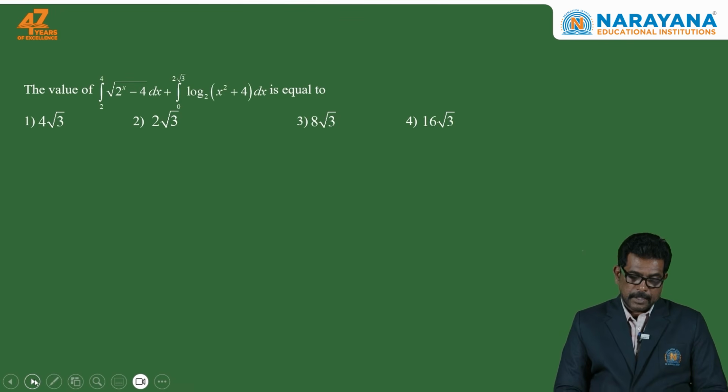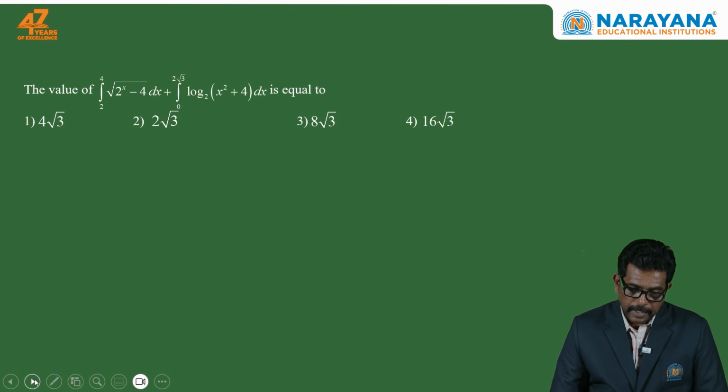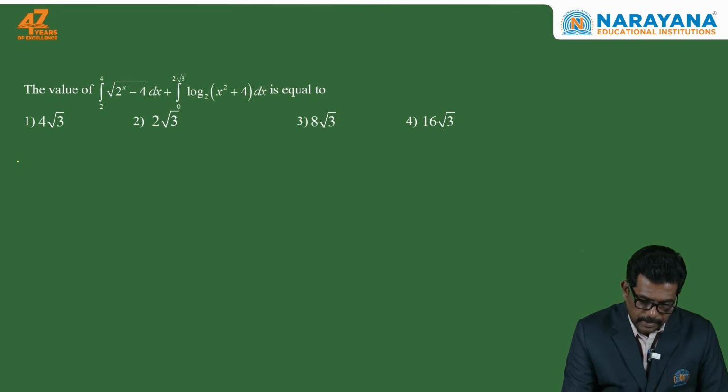Next, the value of integral 2 to 4 of square root of 2 to the power of x minus 4 dx, plus integral 0 to 2 root 3 of log of (x square plus 4) to the base 2 dx is equal to... If anyone tries to solve this problem directly, it is very difficult. It is a property-based problem.